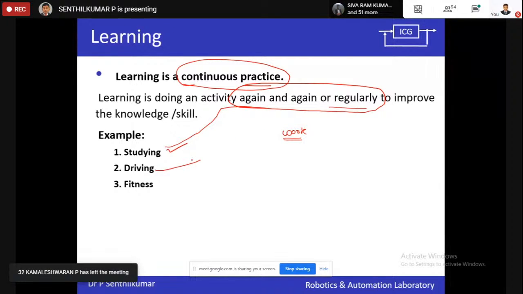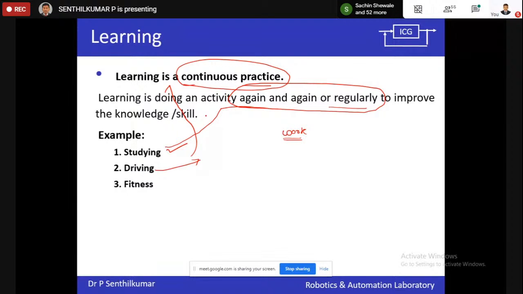Take driving. Driving is an example for learning. Imagine you don't know driving and you want to learn it. You normally go to a driving school. There is a master, a driver, who teaches how to drive. You have to spend 1 hour daily, that's a target they will give you. Every day minimum 1 hour, you have to go to that driving school and practice. Then only you can learn. So driving is a kind of practice.